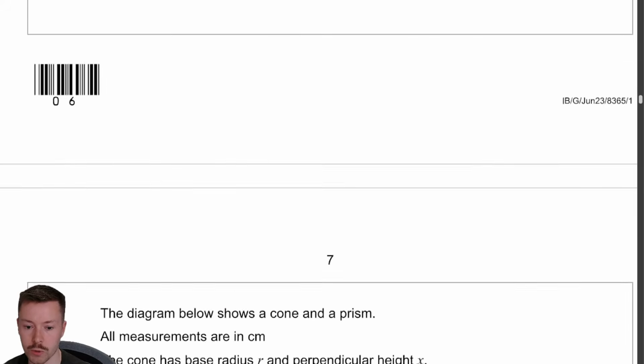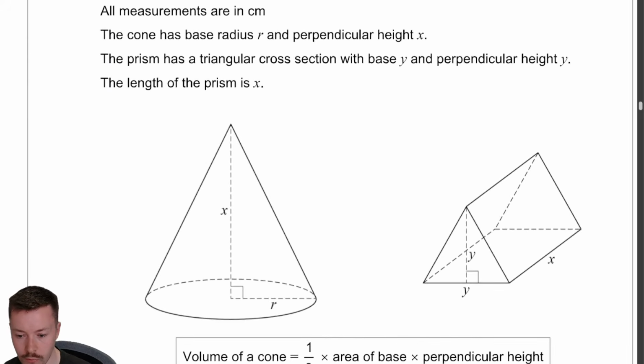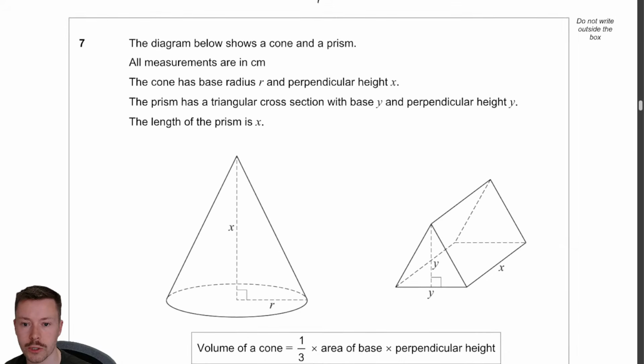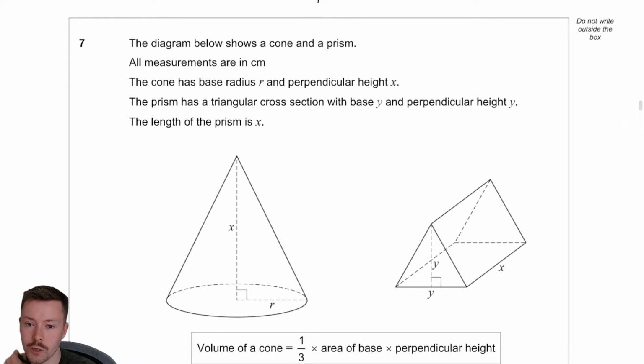Right, okay. Moving on then to the next question, question 7. Looks like a bit of an interesting question, this one. So we've got the diagram below shows a cone and a prism. All measurements are in centimetres. The cone has base radius r and perpendicular height x. The prism has a triangular cross section with base y and perpendicular height y. The length of the prism is x.